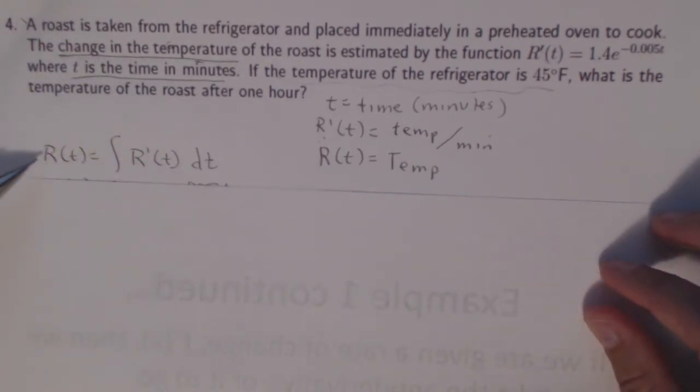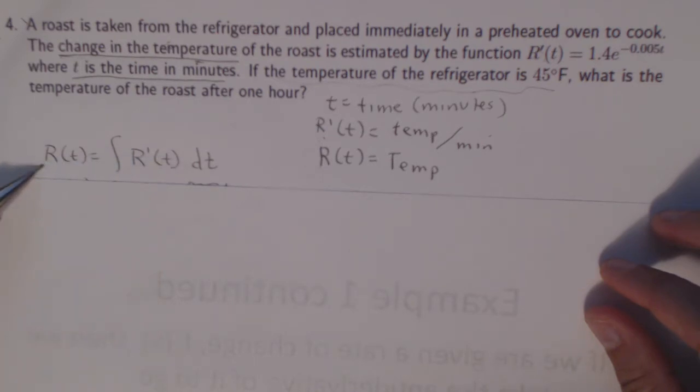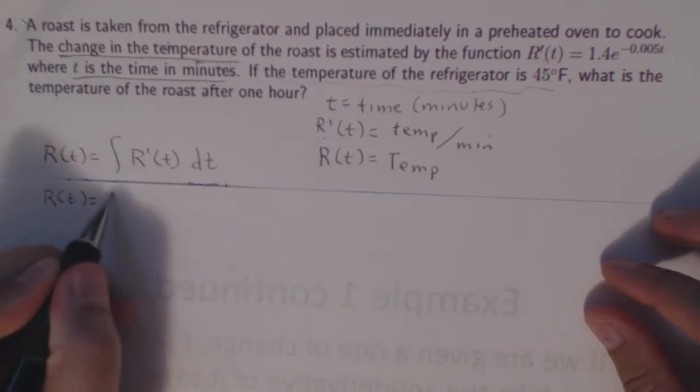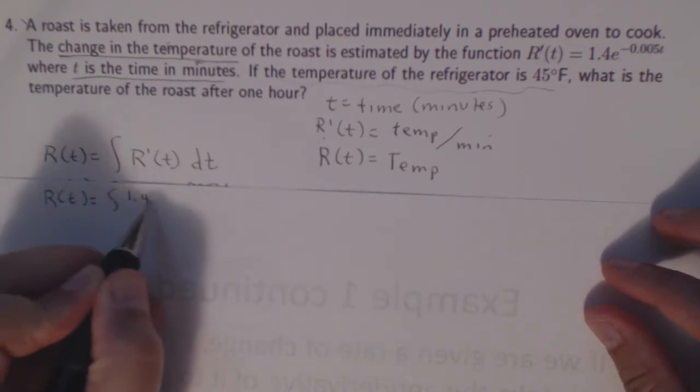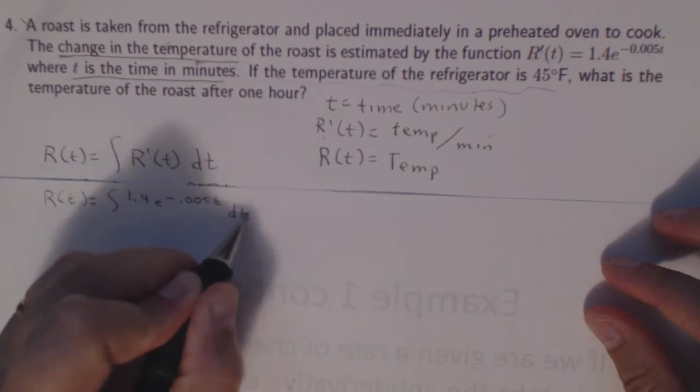And I would write down the notation so I can get used to it. The integral of the r prime of t function dt is going to give me the r of t function, the temperature function. So if I work backwards and take the antiderivative of the derivative, I'll get a function that gives me temperature when I know time. Okay, so I'm going to substitute in the function, and it is 1.4 e to the negative 0.005 t dt.